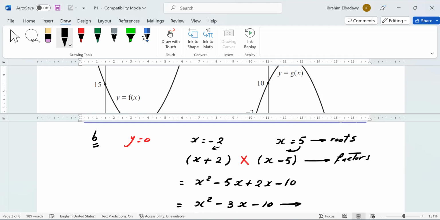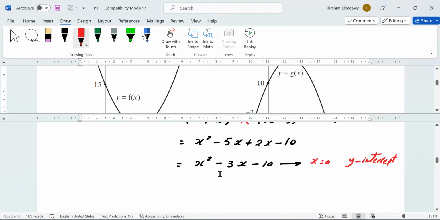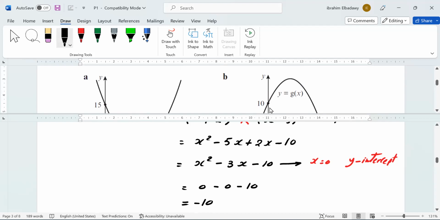You have to put x equal to 0 to get the y-intercept. Put x equal to 0 in this one, you get 0 minus 10. You get minus 10. If this value is right, no, it's wrong. Why? Because the y-intercept, as you see here in the diagram at the top, is positive 10, not negative 10.